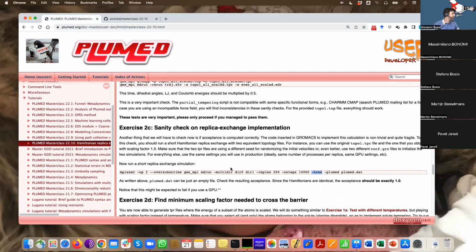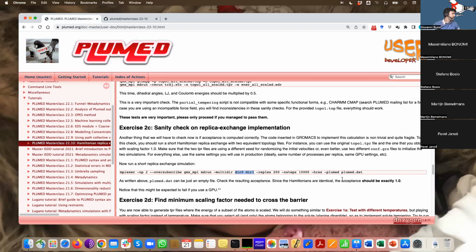This test is just to prepare two topologies which are identical, or maybe if you want, scale by a factor 1, both of them. And then try to do a replica exchange this way. If the two topologies are identical, the acceptance rate should be exactly 1.